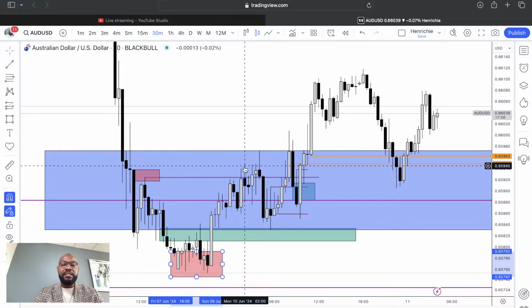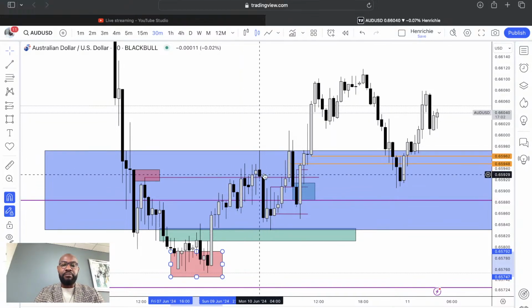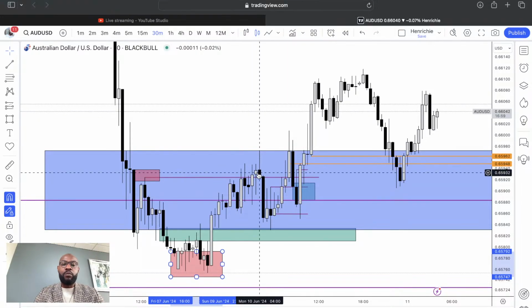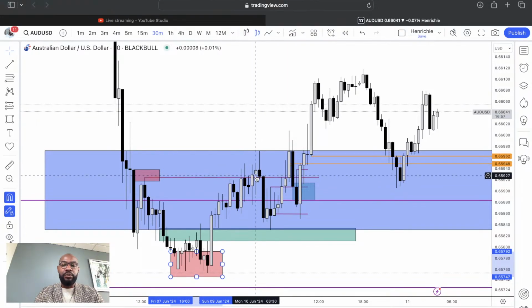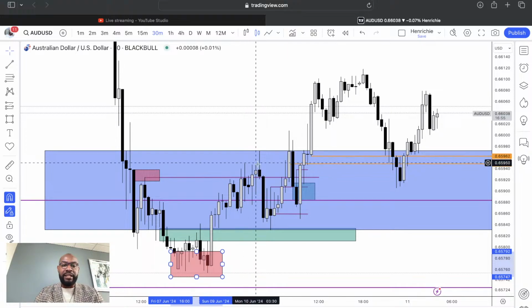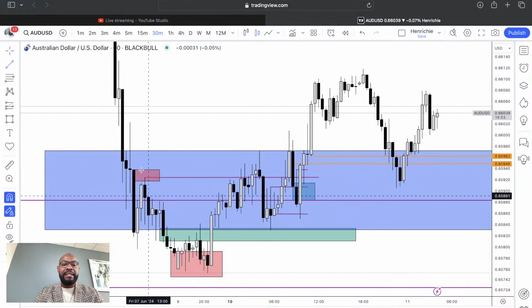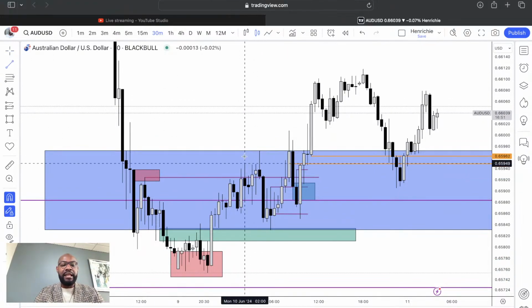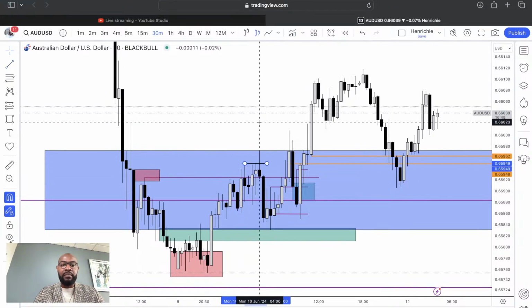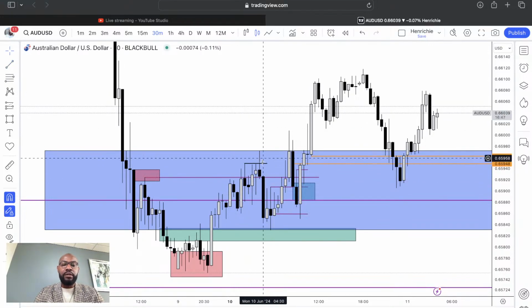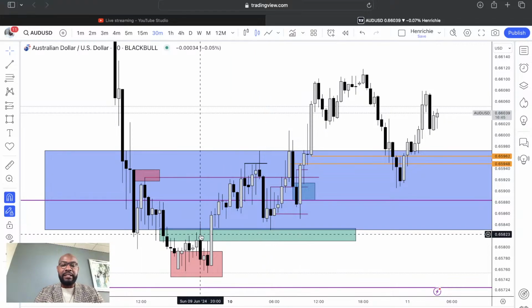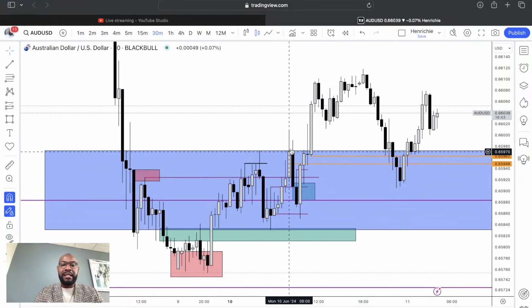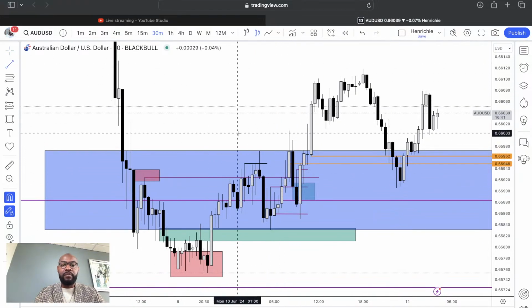Now, because of this wick right here, I'm not going to regard this as a break of structure, because I want to see the bodies of the candles close above these wicks. Any wick above this high, I want to see a candle closure above it. And right here, there was no candle closure. Price went to the downside, mitigated this key level, and then expanded higher. And look right here as well.